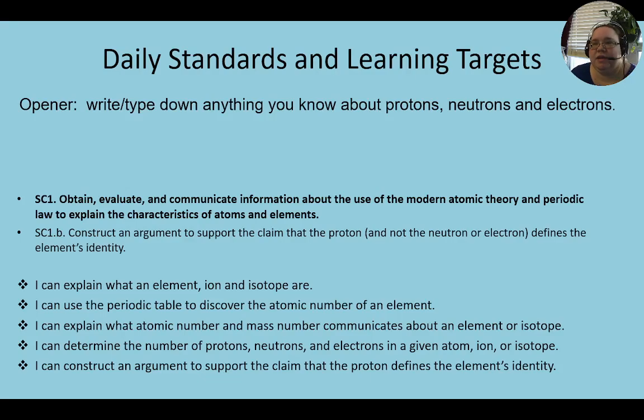Good morning, chemistry students. Today's lesson we are focusing primarily on standard B, where we are looking at the fact that the proton is the identity of the element. We're also going to be looking at the position of protons, neutrons, and electrons, as well as how to determine the number of protons, neutrons, and electrons for an element, an ion, as well as an isotope.